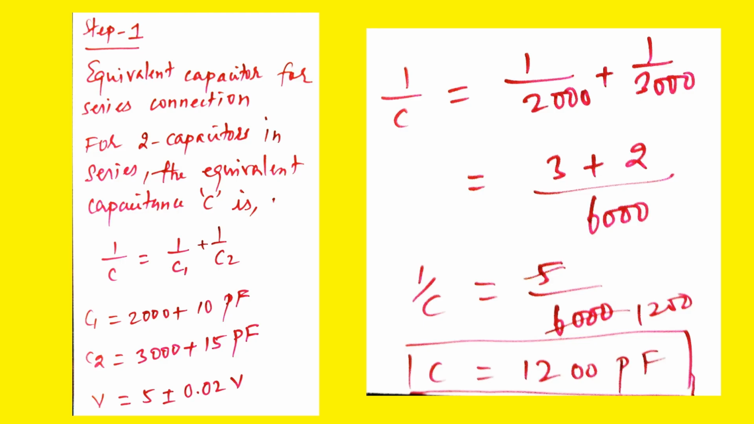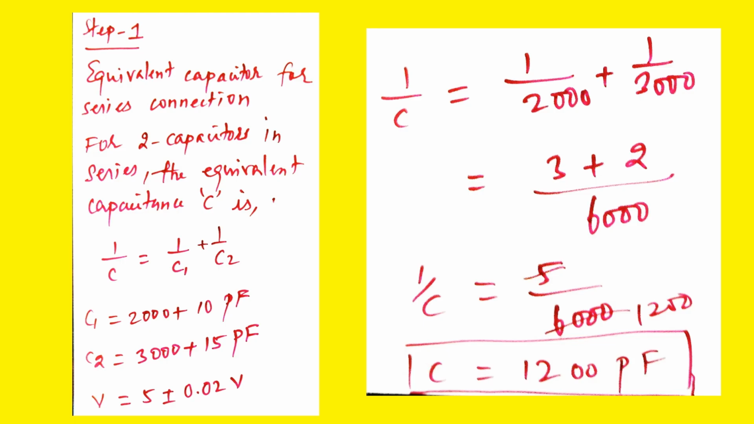Then the given values are C1 is equal to 2000 plus or minus 10 picofarad, and C2 is 3000 plus or minus 15 picofarads, and V is equal to 5 plus or minus 0.02 volt. So now 1 by C is equal to 1 by 2000 plus 1 by 3000 picofarad, and if you simplify that, what you will get is 3 plus 2 divided by 6000, so 1 by C is equal to 5 divided by 6000, that is 1 by 1200.